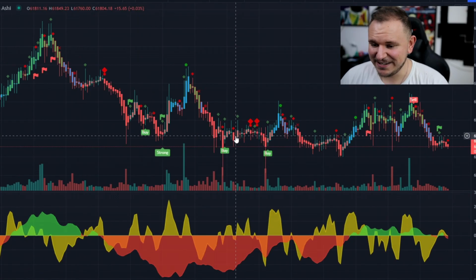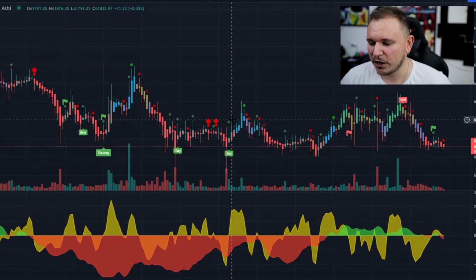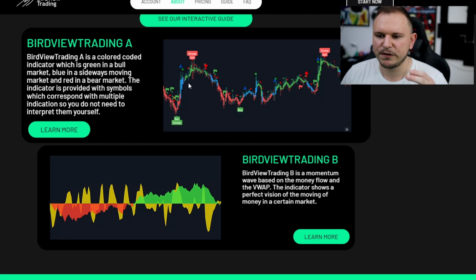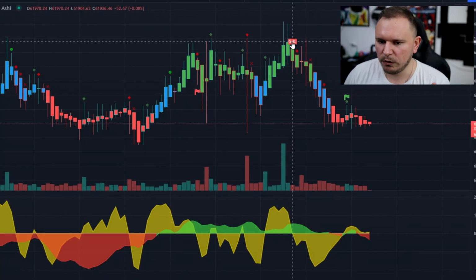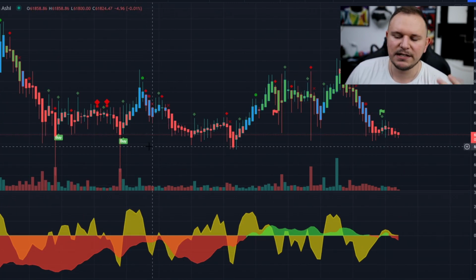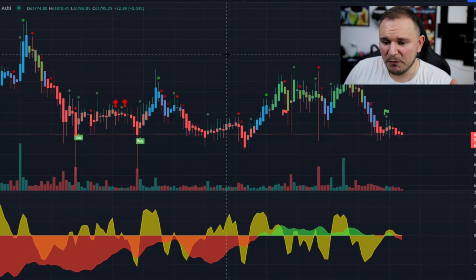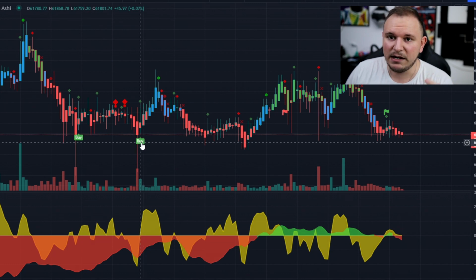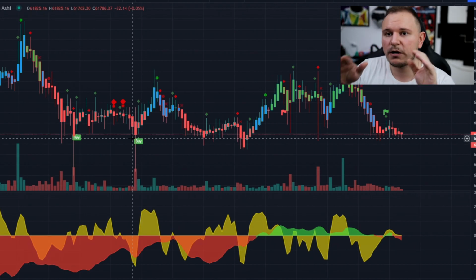So you may or may not notice that I have a new indicator. It is called the Bird View indicator, and I said I would talk more about it in the future videos, so now it's time to talk more about it. So we have the Bird View Trading A and Bird View Trading B, and this is what it looks like on the charts. So we do get some sell and buy signals, strong and weak sell and buy signals, obviously. And when it says sell, it's not immediately an opportunity to short, and when it says buy, it's not immediately an opportunity to buy. Obviously, these indicators and these signals just help read the chart easier.